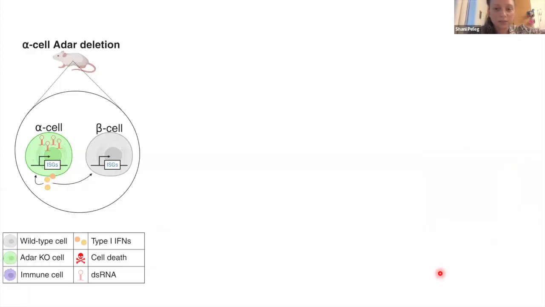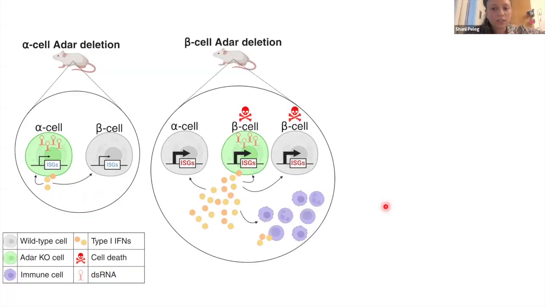So to conclude this part of the presentation, we found that alpha cells are resistant to the impacts of RNA editing deficiency, in contrast to beta cells. We saw here very little interferon response, no inflammation, and no effect on alpha cell function or viability. In contrast, beta cells are very sensitive to RNA editing deficiency. We see an augmented interferon response, islet inflammation, impaired beta cell function, and beta cell death.